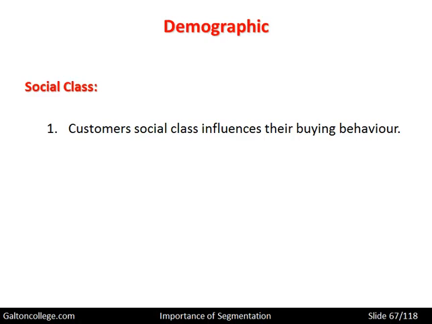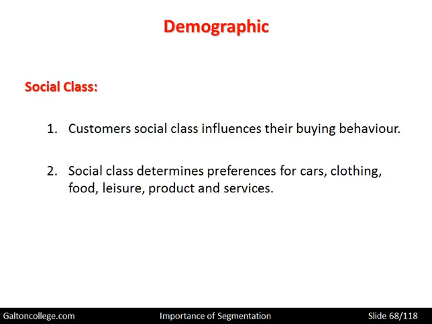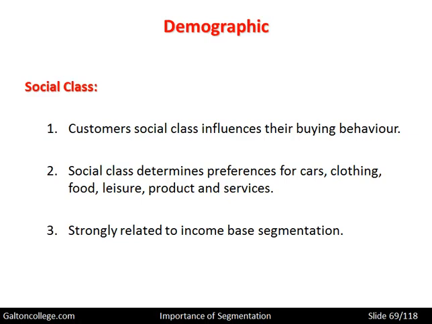Now the social class. Well, customers in different social classes influence their buying behaviour. Social classes determine preferences for cars, clothing, food, leisure, products and services. It's strongly related to income, the income-based segmentation. But social class will determine the type of products that people buy. It'll determine their hobbies and their interests. It'll determine their friends and family networks and perhaps the area in which they live. It'll influence the type of car they've got and the type of dress they've got and the way they present themselves. And it'll also perhaps be reflected in their level of education. So there are different types of social class that also may be taken into account for segmentation purposes.